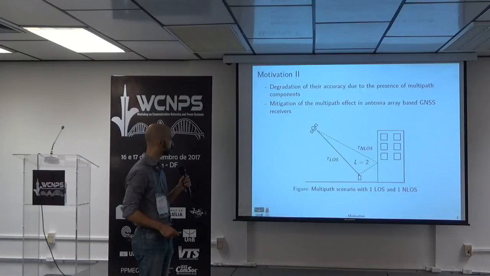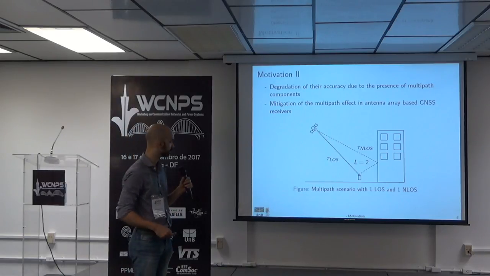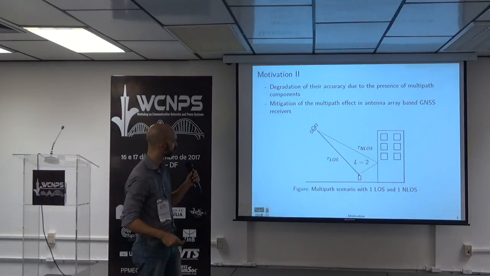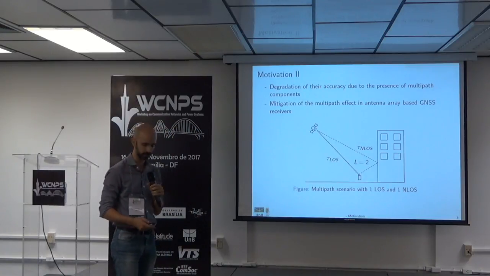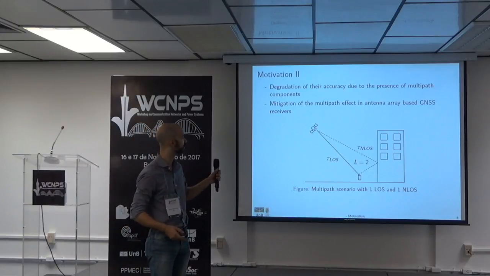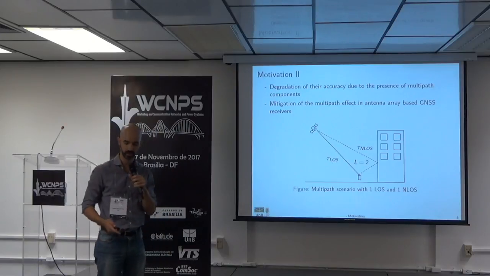Over here we see an illustration of a signal coming from a satellite. A user on Earth is receiving it, but a copy of the signal has bounced off a building and is also being sent to the receiver. That is the multipath. We refer to it as a line-of-sight and a non-line-of-sight signal.